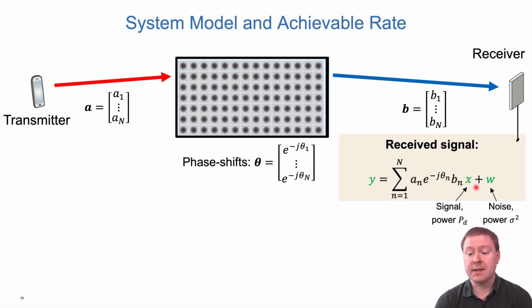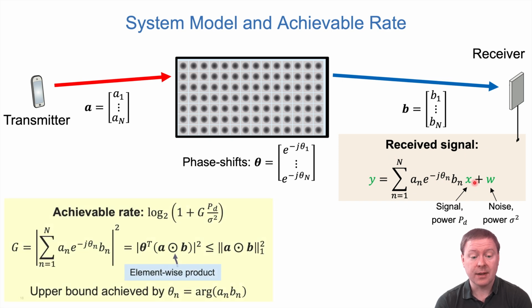If we now send a signal X, that signal will propagate through one of the channels here, say AN. It will be phase shifted by theta N, and it will be multiplied with BN here as well. So this is the impact of the Nth element. We sum up the received signal through all of our capital N elements. We add some noise. They have some signal power, noise power, and that is our received signal. The RIS is now controlling how the coefficient in front of X is behaving.